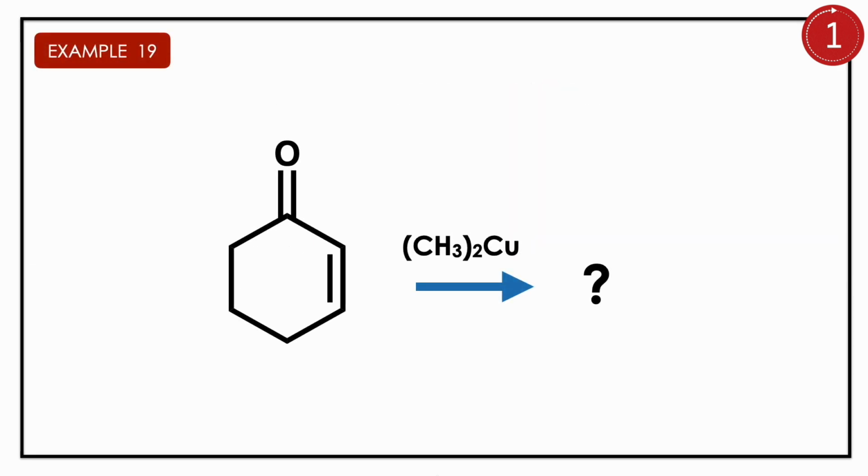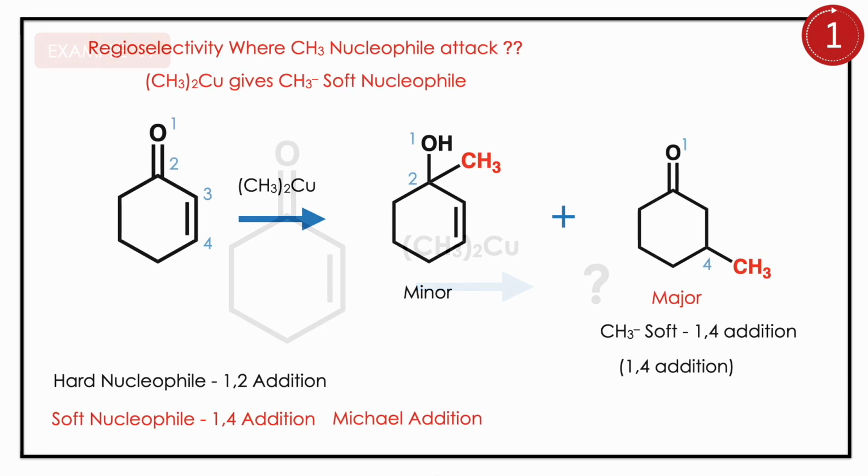Then the next example, you have a conjugated ketone, which is cyclohexenone. You are reacting with dimethyl copper. You should find what will be the final product. Here the hard and soft nucleophile condition applies because you have a conjugated ketone. Whenever you see a conjugated ketone, you think of the Michael addition possibility.